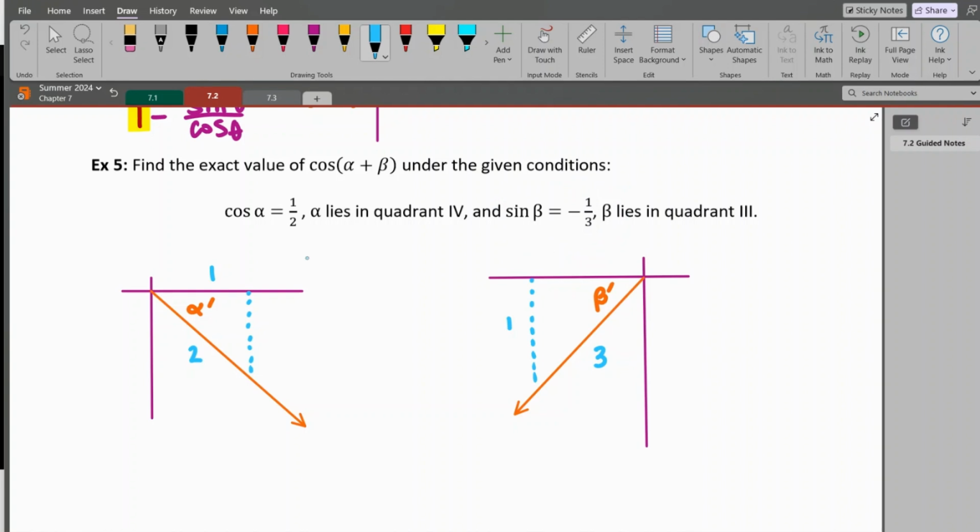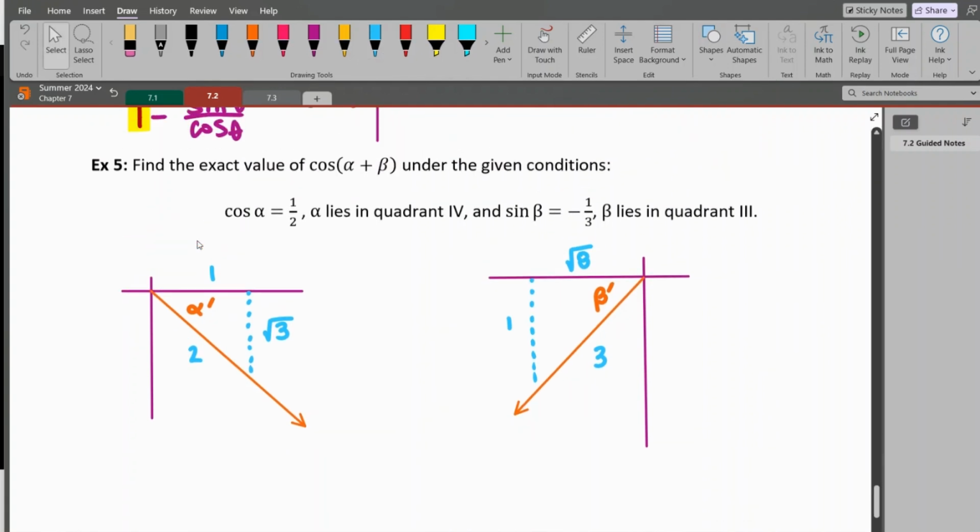So for instance, this side here should be the square root of 3, because you'd get 2 squared minus 1 squared, and then you'd need to square root that. Similarly over here, I'd get 3 squared minus 1 squared, and then need to square root that, and so that'll be the square root of 8. It may not be clear where we're going with this. All I've done so far is make a sketch of our two angles.